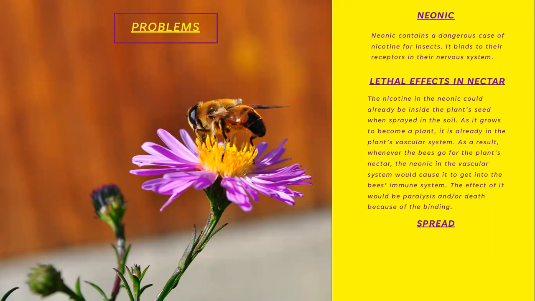As a result, when the bees go for the plant's nectar, the neonic that is in the vascular system will cause it to get into the bee's body. When it gets in, it will bind to the receptors in the nervous system. That will cause the bee to get paralyzed or even die because of that binding.